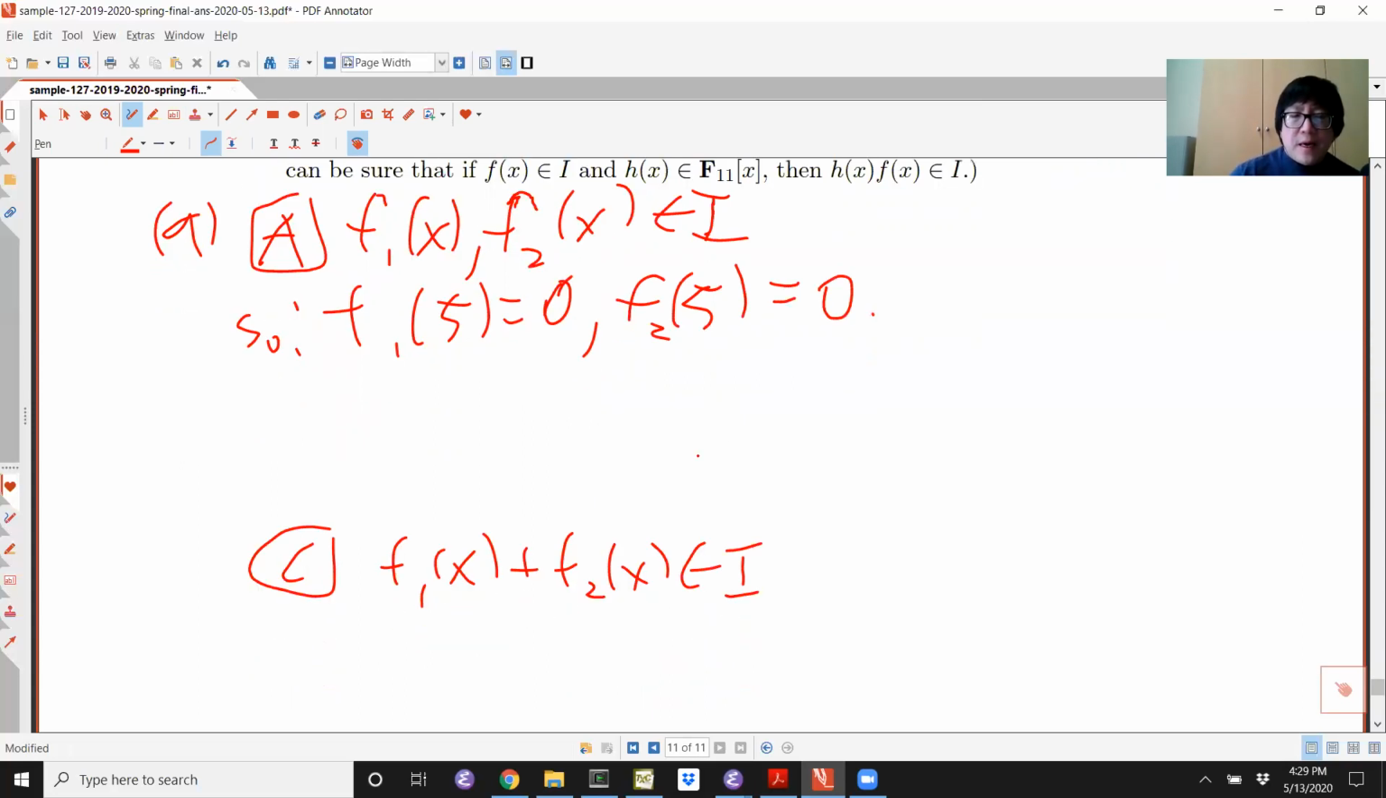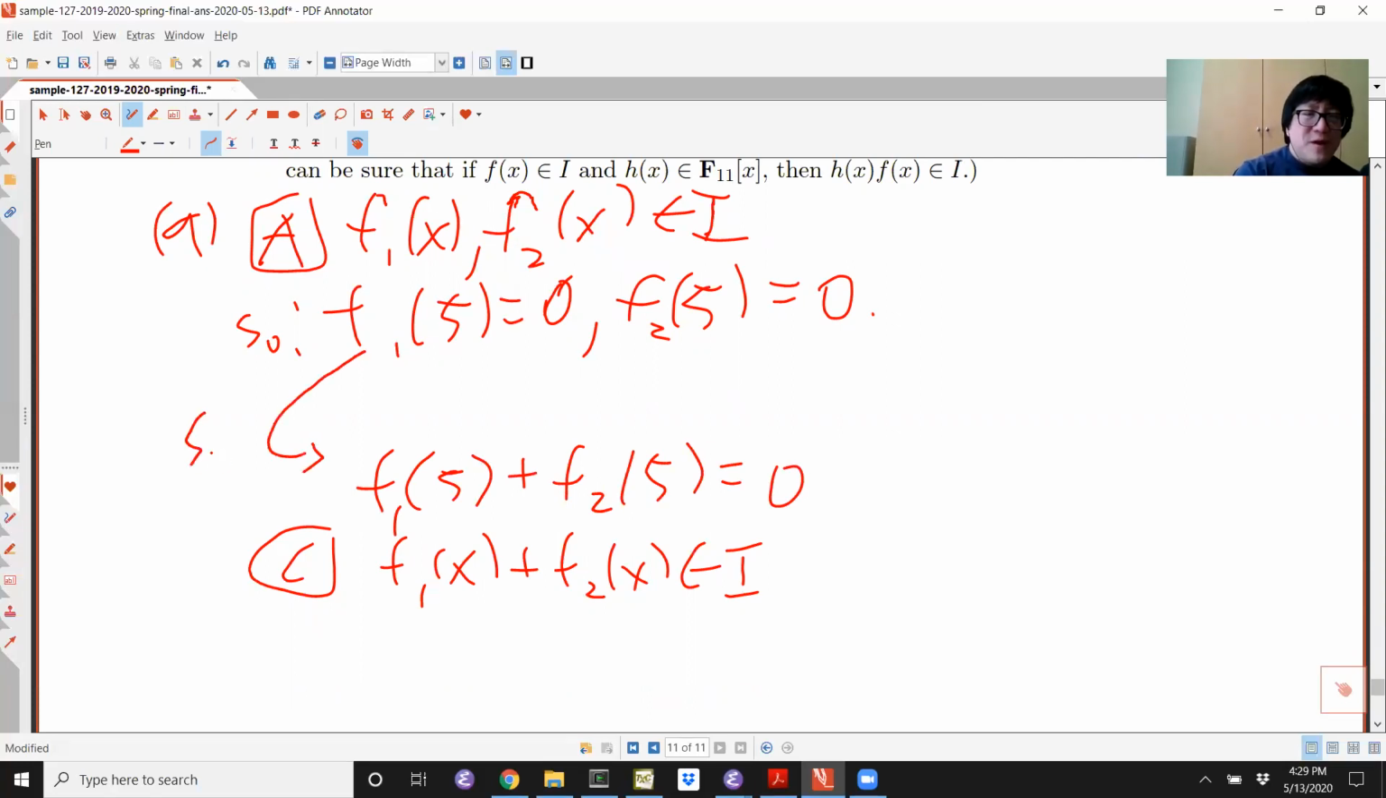And how will we reach the conclusion that f1 of x plus f2 of x is in I? What needs to happen is that we want f1 of 5 plus f2 of 5 to be equal to 0. Well, I guess we're actually done. Once you write down the starting point and the ending point, and you really understand them, then we're done. And so that's actually a complete proof. So any questions about that? In some ways, this is entirely set up.